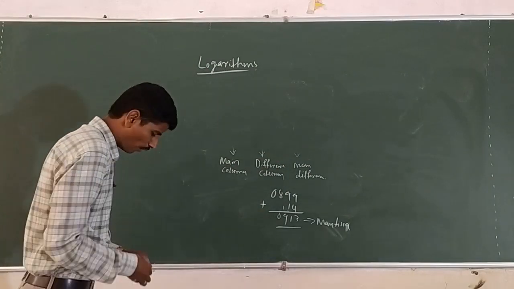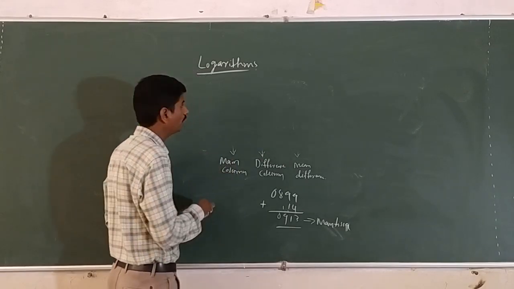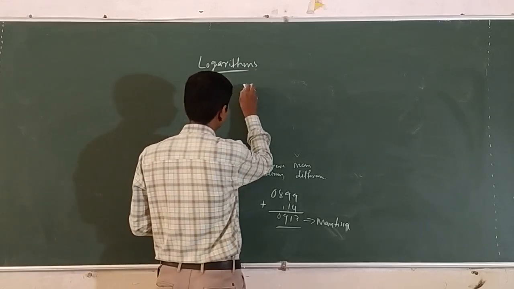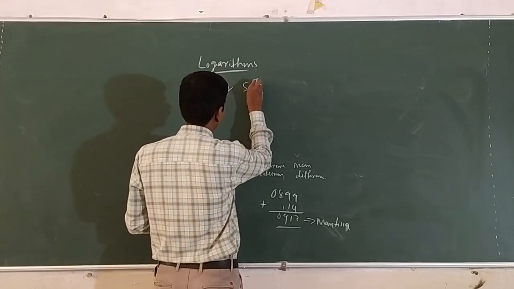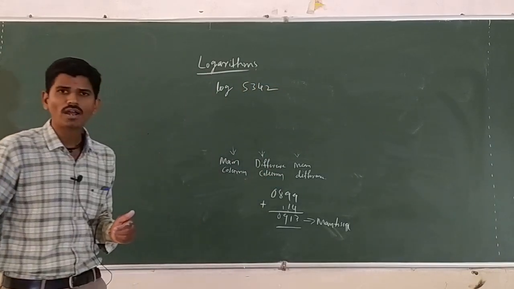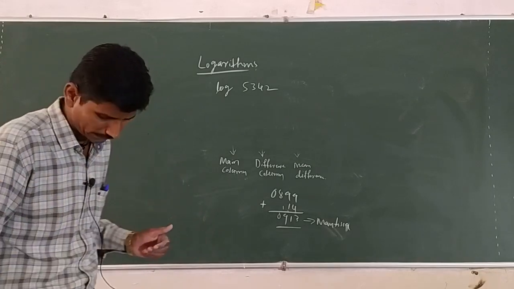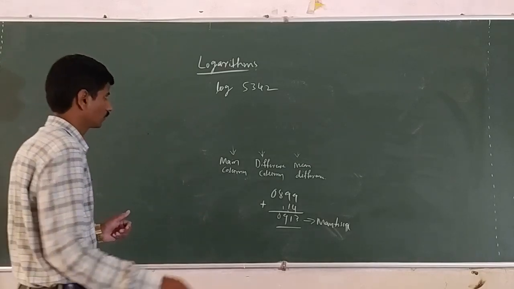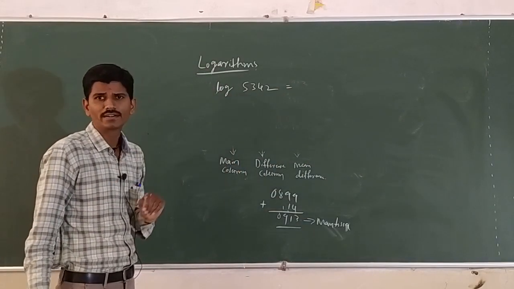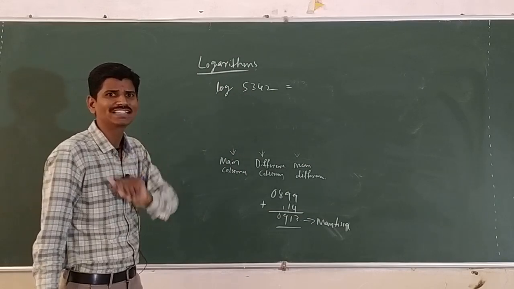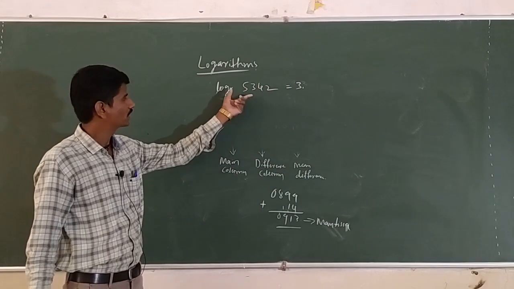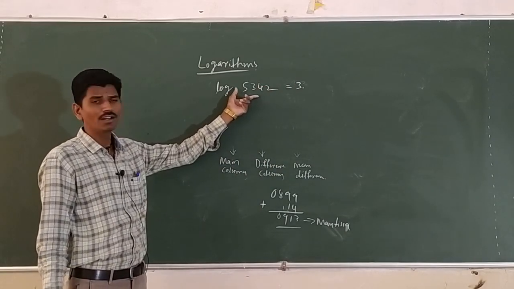One more example. Find the logarithm of 5342. How many digits are there? Totally 4 digits. In logarithm, number of digits minus 1, so 4 minus 1 is 3. You have to put 3 point, then search 5342 in the log table.